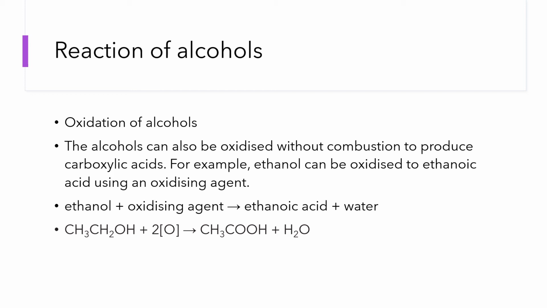So the equation for this is ethanol plus oxidizing agent goes to ethanoic acid plus water. So CH3CH2OH plus 2O goes to CH3COOH plus H2O.